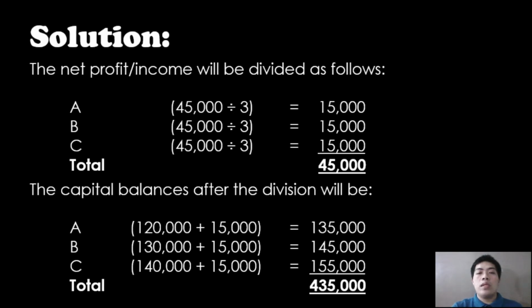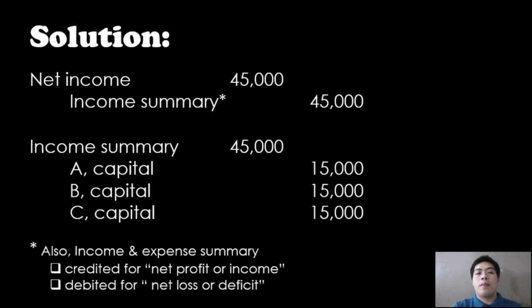So, ganito yung distribution ng profit. Since tatlo naman silang partners and equally sa kanila, 45 divided by 3 will have 15,000 each. Then, yung capital balance after the division, we have there 135,000, 145,000, and 155,000 respectively kay A, B, and C. So, ganun lang kasimple yung distribution kapag equal distribution yung profit or loss.